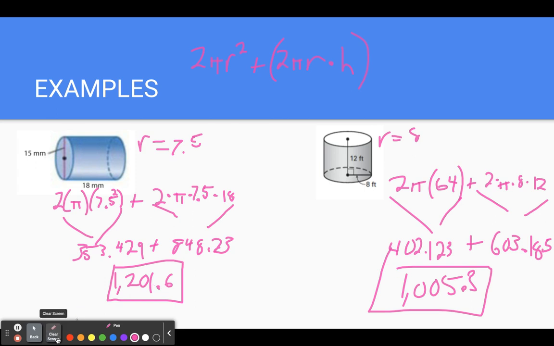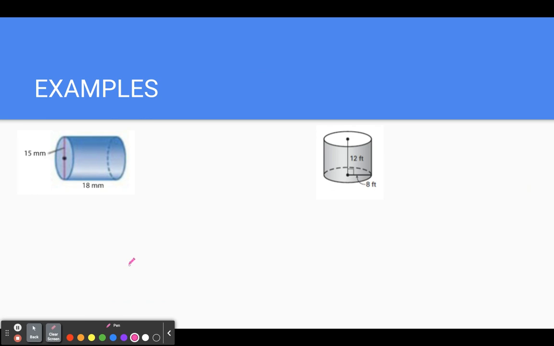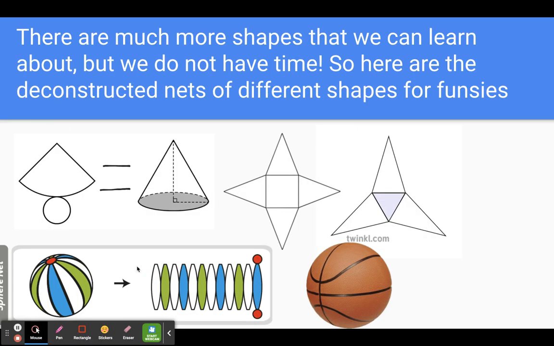Okay, so as you can see, the equations are a lot more complex, but in the end, it's just plugging in the numbers into the equation and letting the calculator do the rest. Okay, so don't worry too much. Like I said in the beginning, there's technically 5 shapes that we should be doing this about.